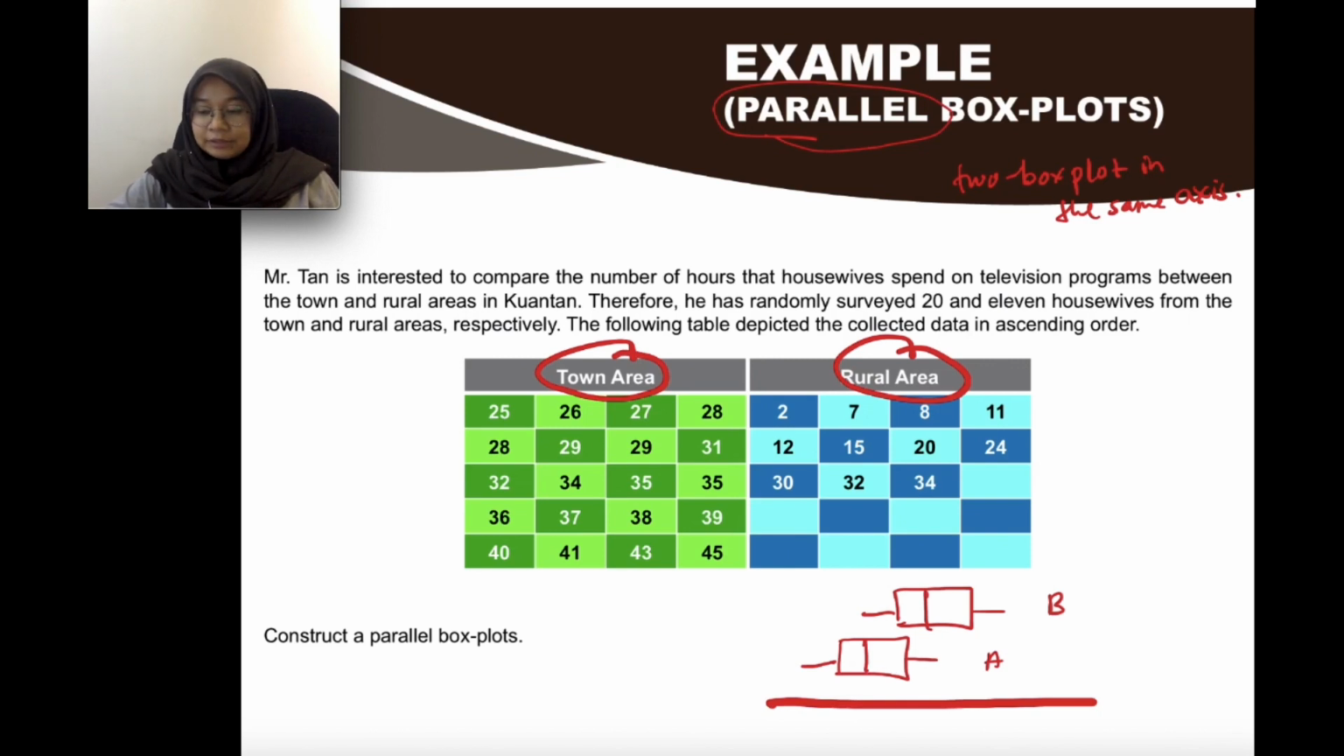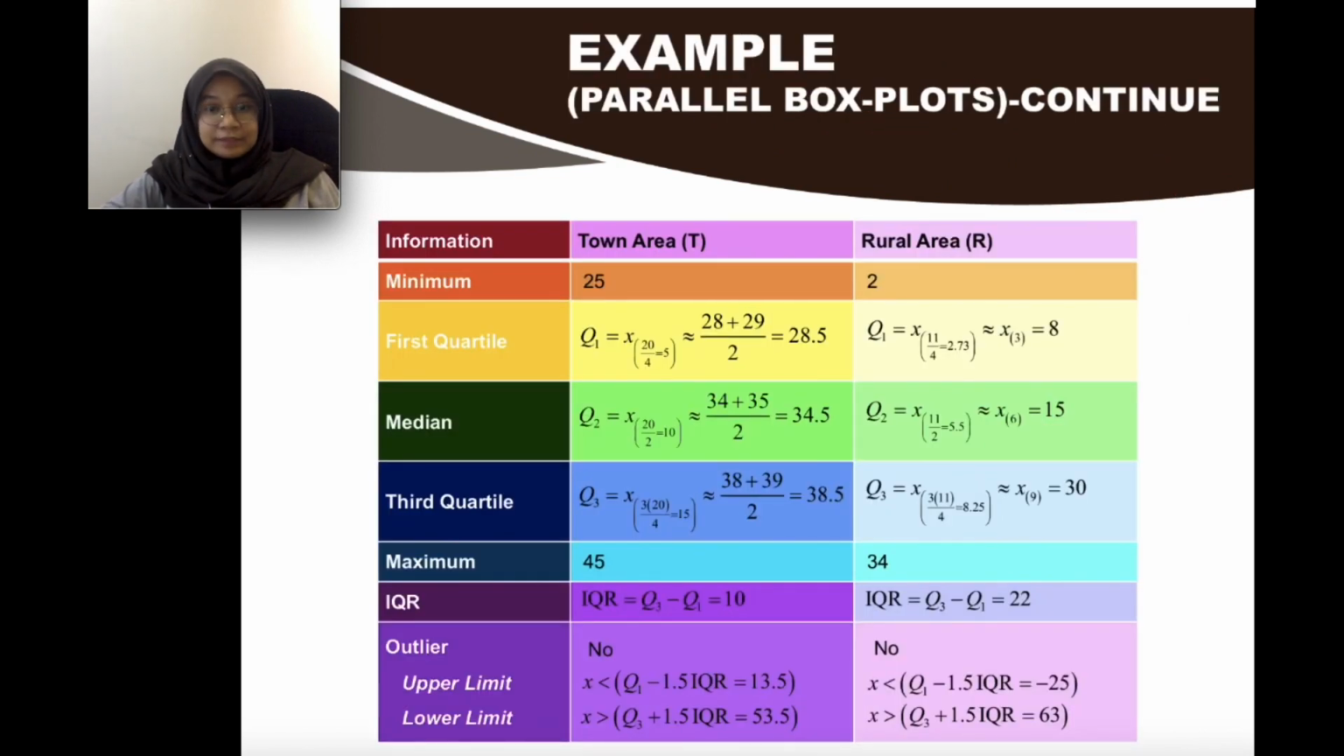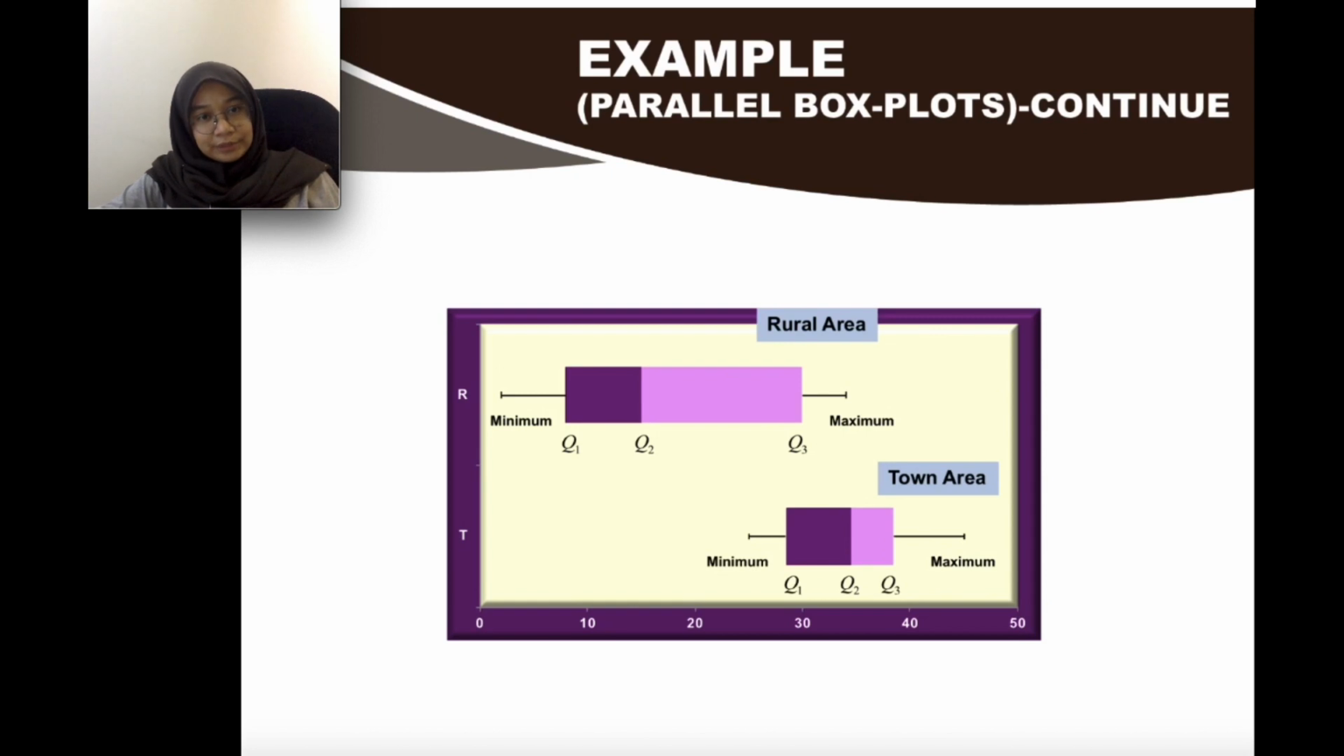So from the town area and rural area, you have this table. Find the minimum for both. Find Q1, find Q2, find Q3, find the maximum, and detect the outliers. Okay, after you have all this information, you put it into the same axis. So you label it. The first one is rural, the second one is town area.